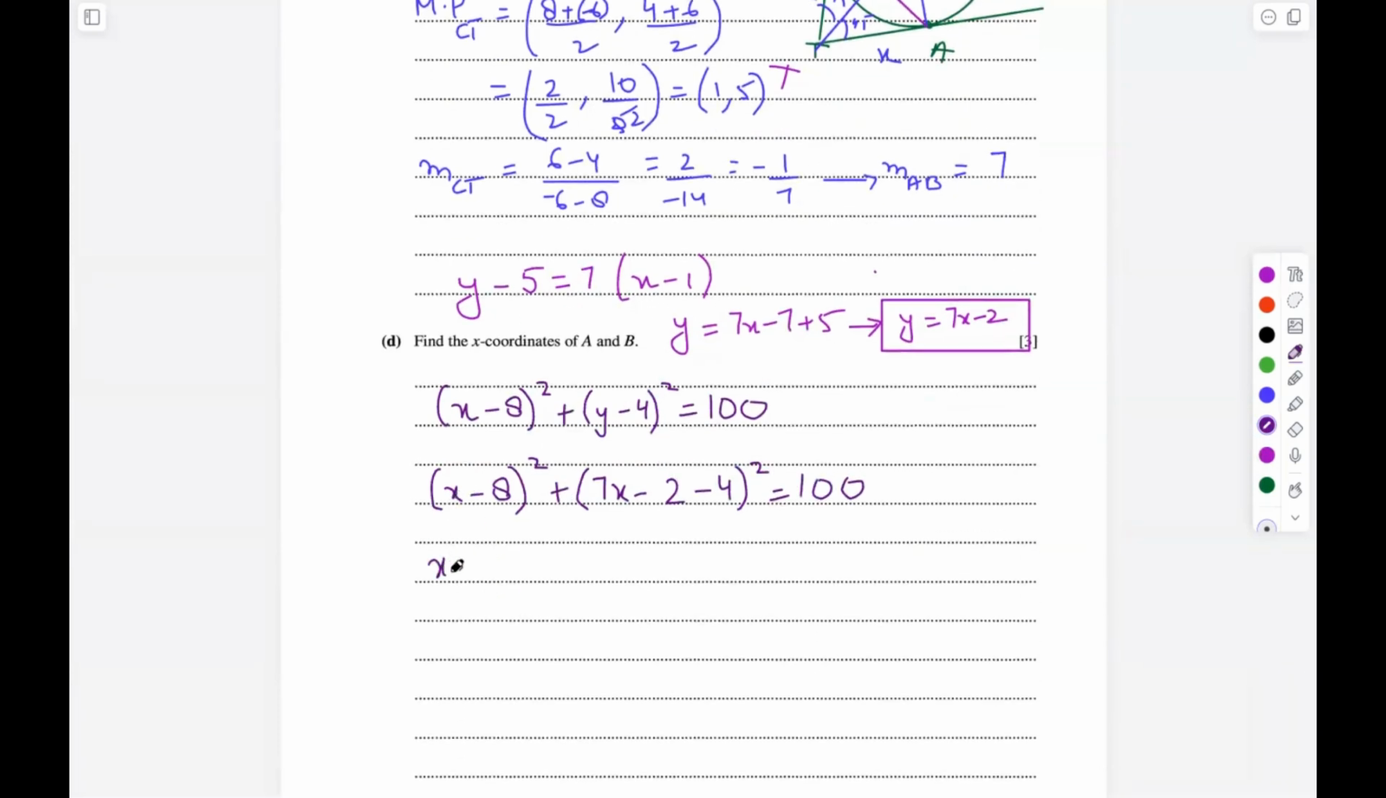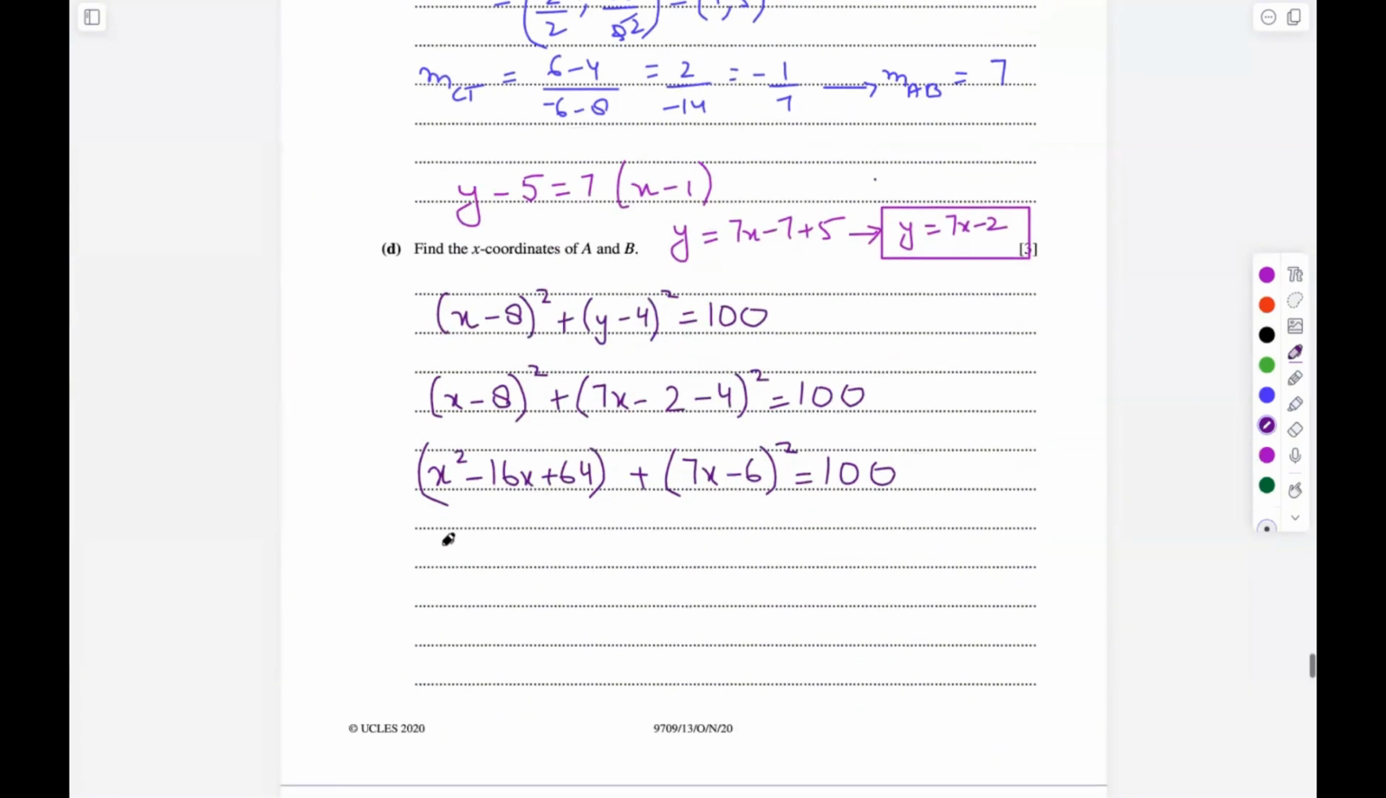So expanding this will become x squared minus, so 2 times x times 8 will be 16x plus 64. And first we can simplify: this will be (7x minus 6) whole squared equals 100. Now expanding, x squared minus 16x plus 64, and this will become 49x squared minus 2 into 7 into 6, so that will become 84x, and plus 36 equals 100. So minus 16 minus 84 will become minus 100, and 49 plus 1 will become 50. So this will become 50x squared minus 100x is equal to 100 minus 64 plus 36.